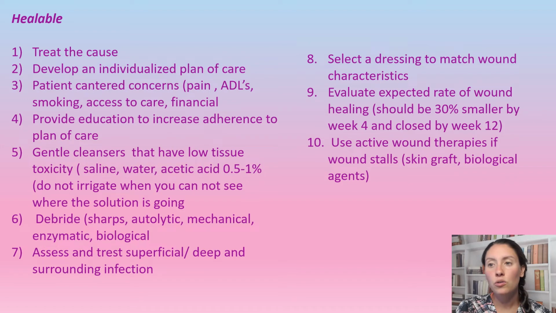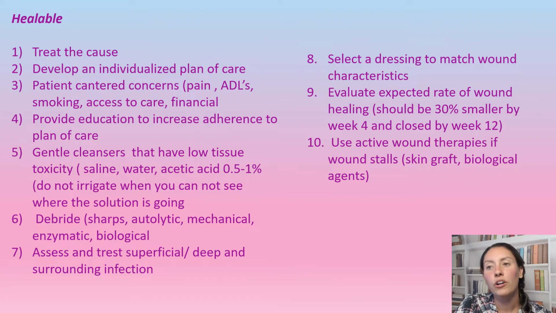So then we're going to develop an individualized plan of care. You're going to address any patient concerns, so either pain, ADLs, smoking, access to care, finances, ability to shower. So we want to address any patient concerns. If we're doing this correctly, then they should adhere to the plan of care. Okay, that's where that comes in. We need to provide education. This also increases adherence to the plan of care.